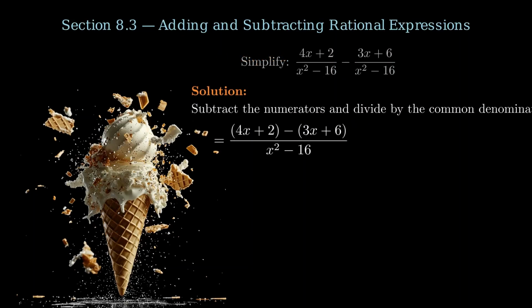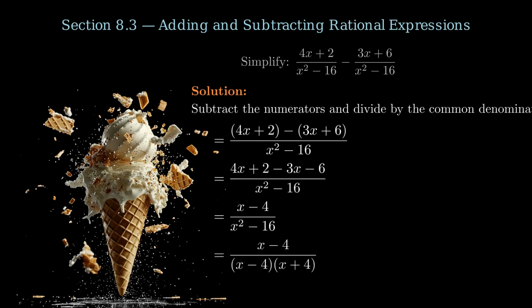Be very careful to put a parenthesis around the entire second numerator so the negative sign distributes properly. This gives us 4x plus 2 minus 3x minus 6. Combining like terms simplifies the numerator to x minus 4.